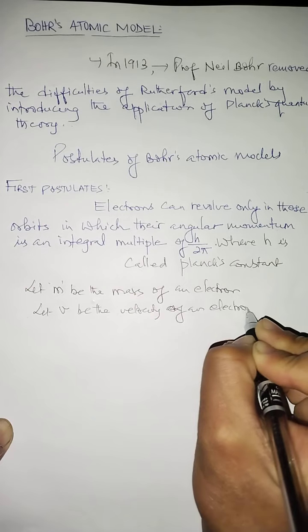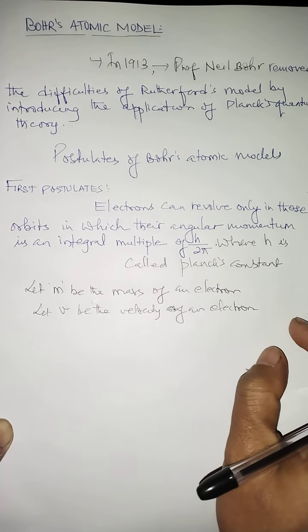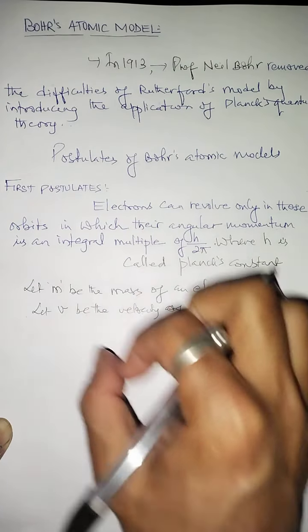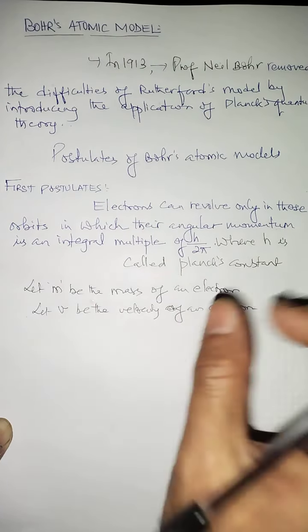And when it revolves around the nucleus in an orbit, then it follows a circular path, and every circular path or orbit has a radius, and that radius I consider as small letter r. So small letter r is the radius of an orbit.